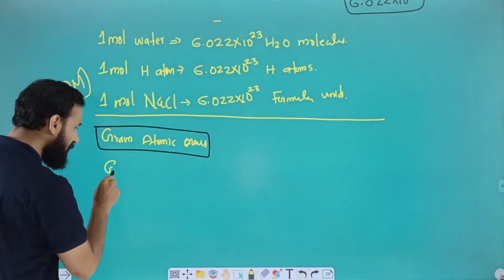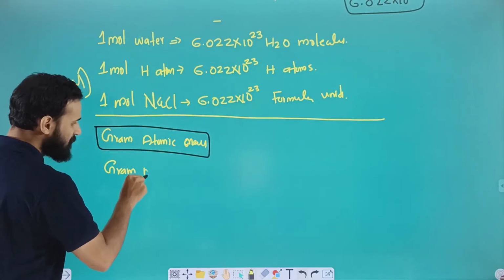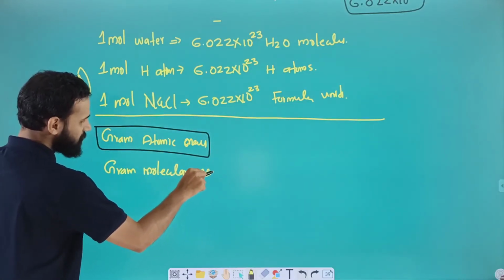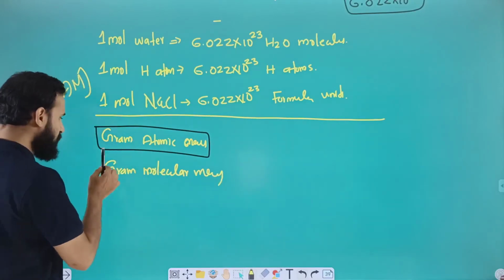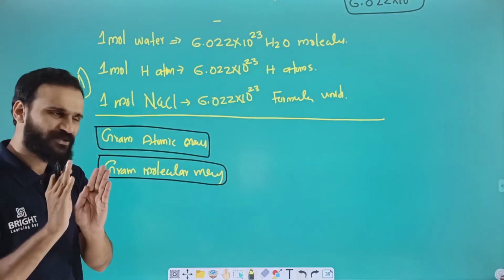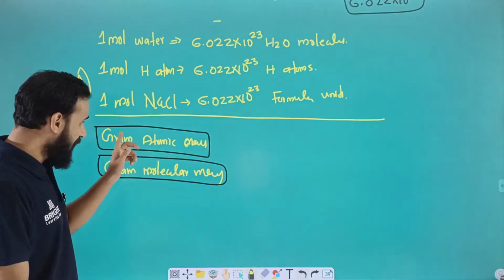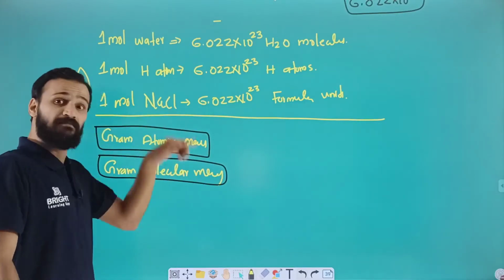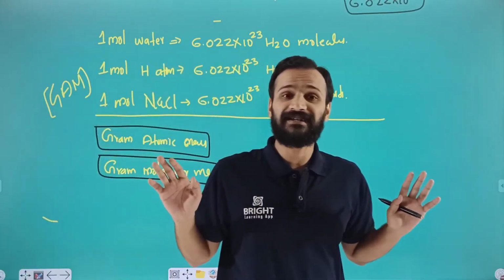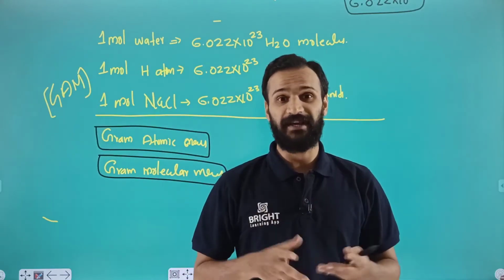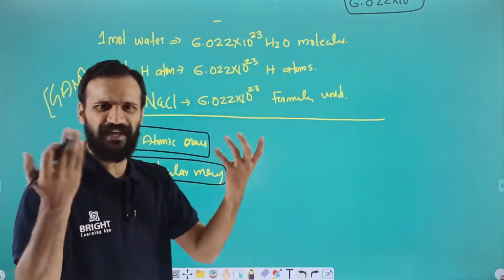And what is gram molecular mass, GMM? What is gram molecular mass, dear students? As you think in your mind, gram atomic mass is the mass of an atom in grams. So gram molecular mass will be the mass of a molecule represented in gram. That is called gram molecular mass. Is it clear? Very simple idea.